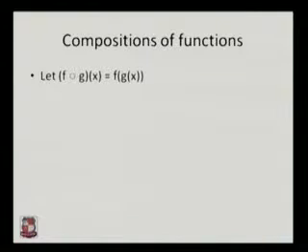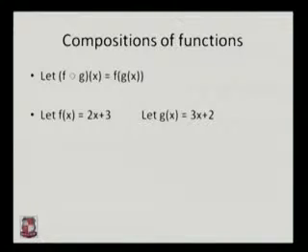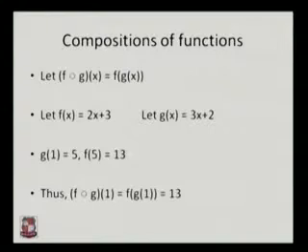This is the idea of the composition of the function f over g of x. Then f over g of x is equal to f of g of x. If f of x is equal to 2x plus 3 and g of x is equal to 3x plus 2, then g of 1 is equal to 5 and f of 5 is clearly 13. So we can say that f over g of 1 is equal to f of g of 1.